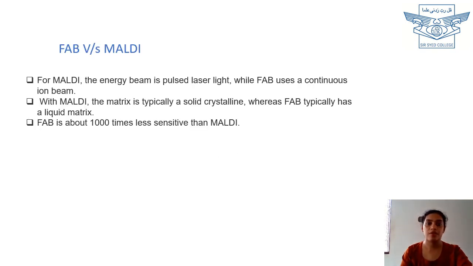We have talked about the similarities, and the main difference between FAB and MALDI is that MALDI uses a laser. Here in FAB we are using a continuous beam of atoms. With MALDI, the matrix is solid crystalline, whereas in FAB it is a liquid matrix, and MALDI is more sensitive than FAB. FAB is 10,000 times less sensitive than MALDI, which means in sophisticated instruments we go for MALDI rather than FAB. Hope the topic is clear. Okay, thank you.